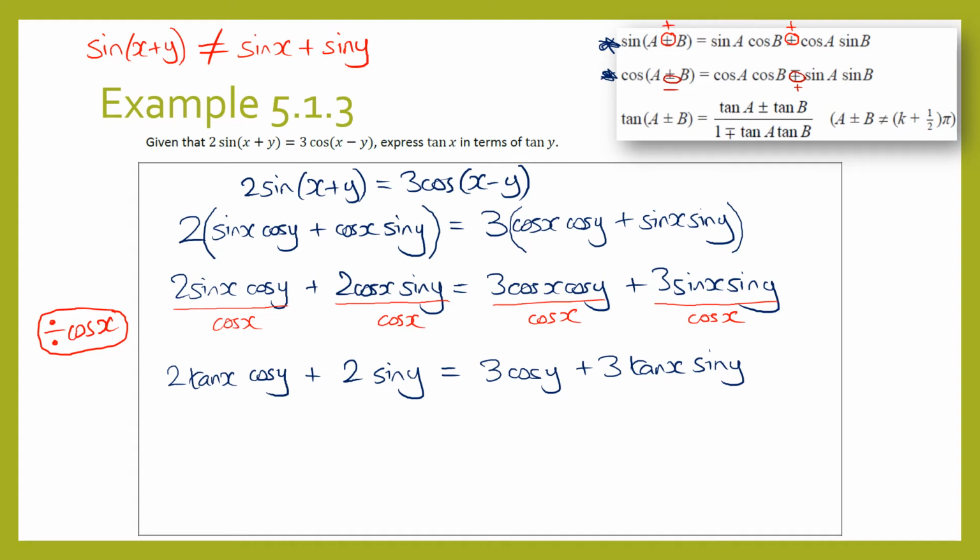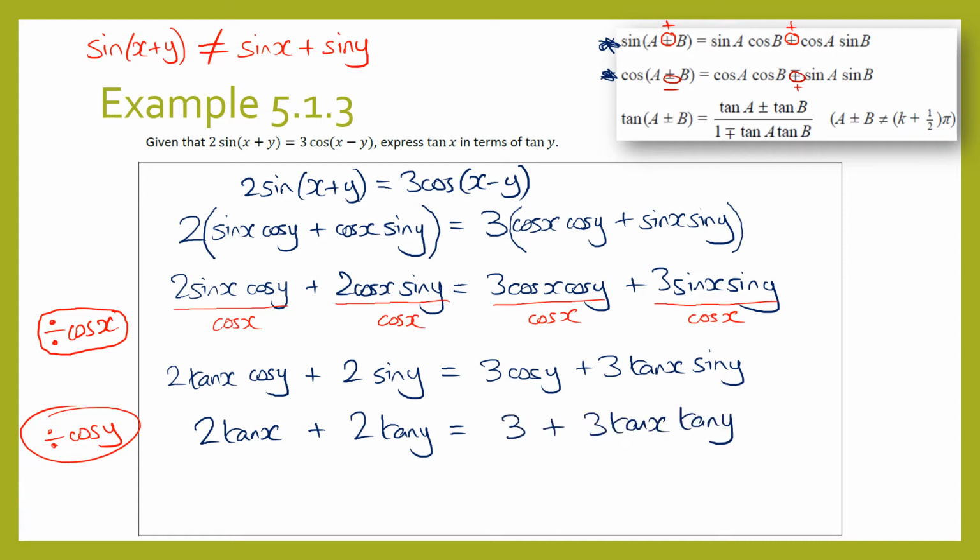There we go. Now let's divide the whole equation by cos y. So that's both terms in both sides of the equation. That's going to start to make tan y appear. So pause the video, have a go at doing that. Hope you got this on the left hand side. And I hope you got that on the right hand side.